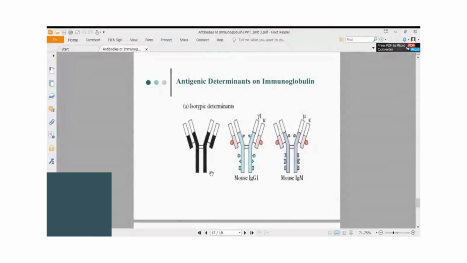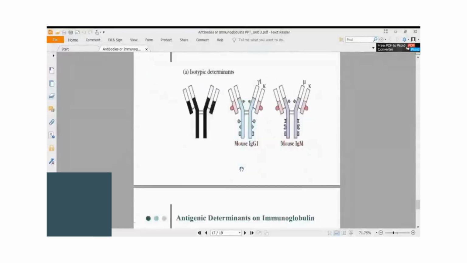Say, for example, IgG is gamma protein, IgM is mu protein, like that IgA is alpha, D is delta, and E is epsilon. Like that, it is classified because of the difference in amino acid sequences of these constant region domains of the 5 different classes of the antibody.